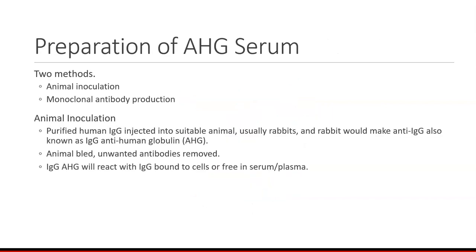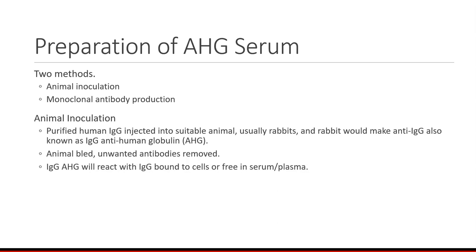It is important that you know the source of your anti-human globulin serum and how it was prepared. There are two methods: animal inoculation and monoclonal antibody production. In animal inoculation, purified human IgG is injected into a suitable animal, usually rabbits. The rabbit makes anti-IgG, also known as IgG anti-human globulin. The animal is bled, the unwanted antibodies are removed, and these are then diluted and put in a bottle.